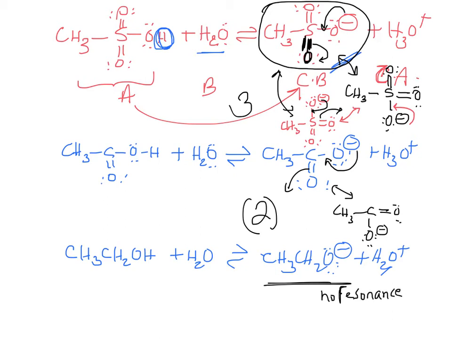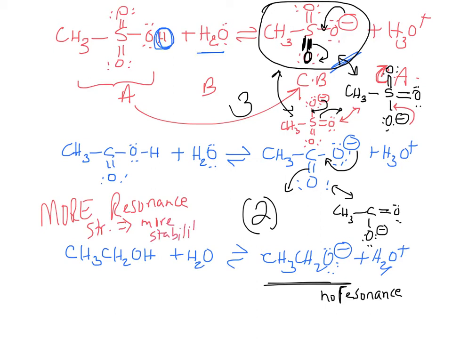Rule of thumb: the more resonating structures you have, the higher the amount of resonance, or the greater the stability. So more resonance structures implies more stability. And that is the reason that methane sulfonic acid's conjugate base is more stable than the acetate, which is more stable than the ethoxide. And that is the reason why methane sulfonic acid is a better acid as compared to acetic acid, which is better than ethanol.